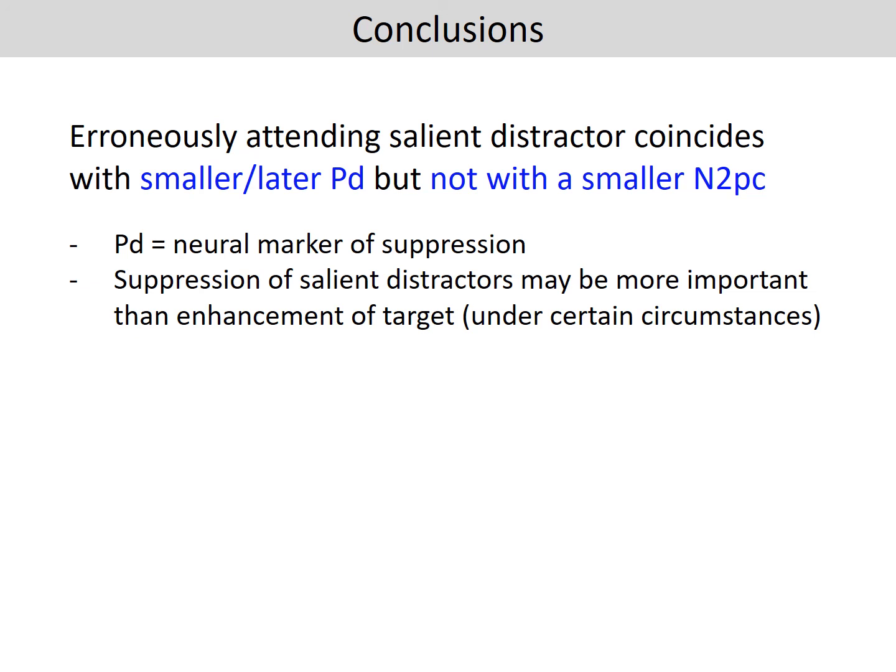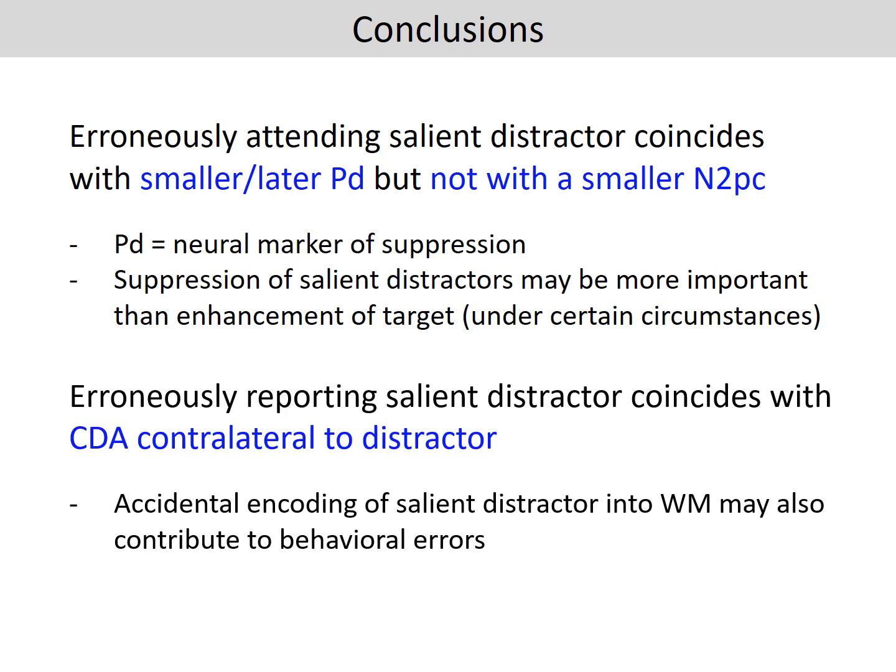because in situations like in the present study, when competition is very hard between the target and the distractor, here the distractor was very salient, had an unpredictable color, and the display was also masked. In these cases, it might be particularly beneficial to suppress the salient information. Secondly, we also found that erroneously reporting salient distractors coincided with the CDA contralateral to the distractor, suggesting that the accidental encoding of salient distractors into working memory may also contribute to behavioral errors.